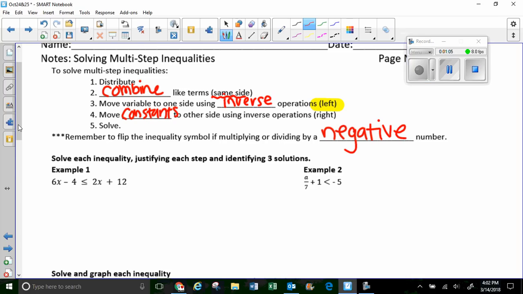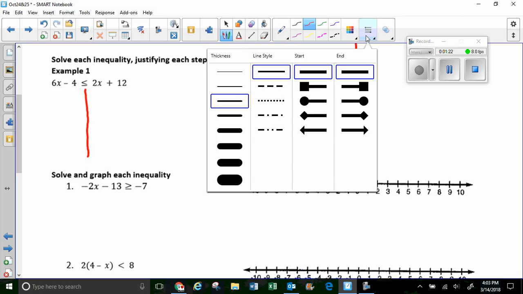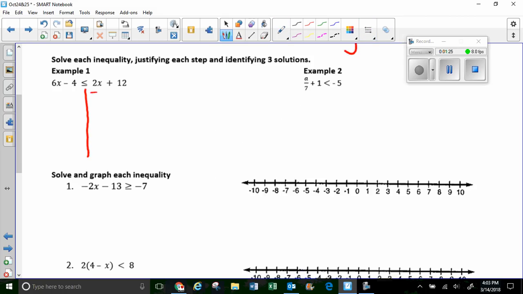Looking at example 1, I'm going to kind of run through my checklist. I see that there is nothing to distribute and no like terms to combine on the same side of the inequality. So I'm going to go ahead and move my variables to the left by subtracting 2x on both sides. So I'm putting that underneath the 6x. So that cancels on the right. That gives me 4x minus 4, dropping down my inequality symbol, and 12.